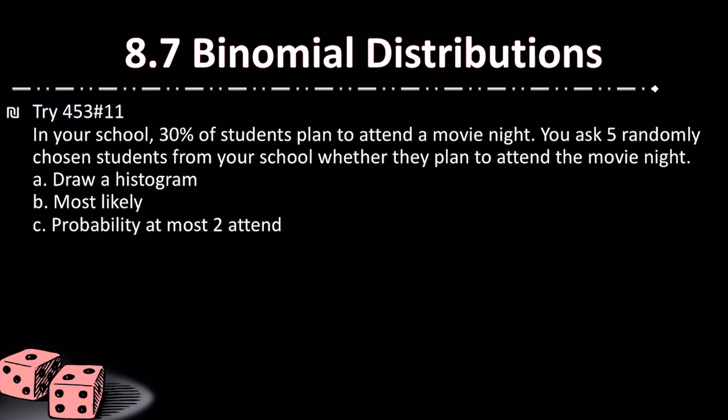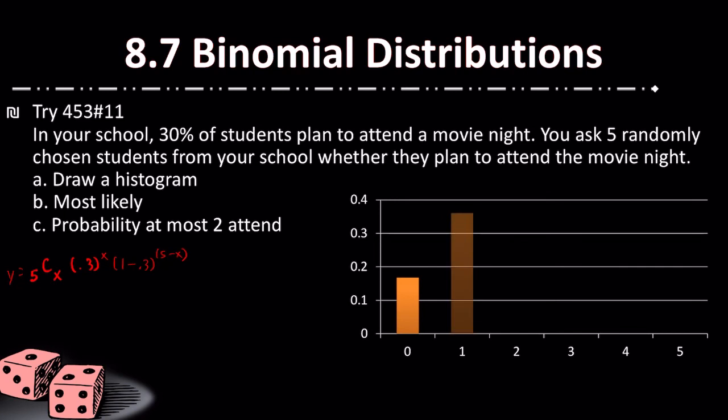So why don't you try number 11? In your school, 30% of the students attend a movie night. You ask 5 randomly chosen students whether they plan to attend the movie night. All right, so for this one, to put it in your calculator, n appears to be 5, and for the k, I'd put an x. Your probability is 0.3, and then it's n minus k. So that's why I put it in as the y equals, as your function, and I'll get a nice table. It should give you this histogram.